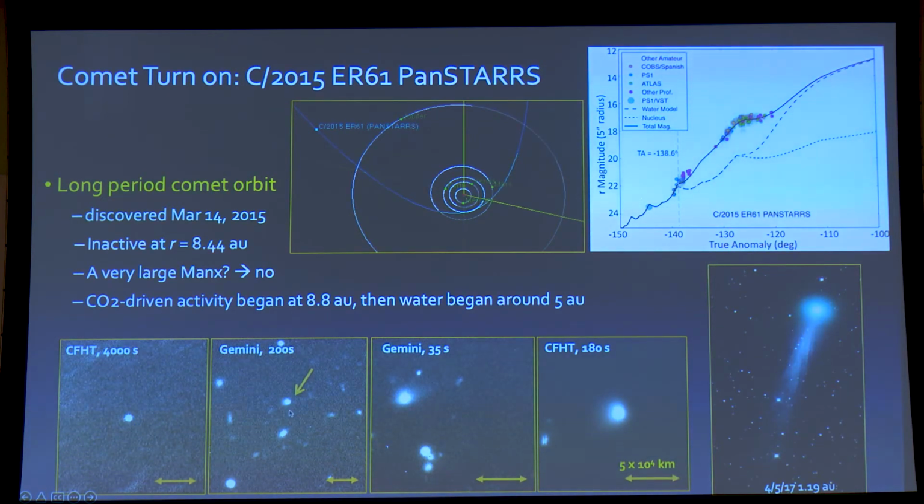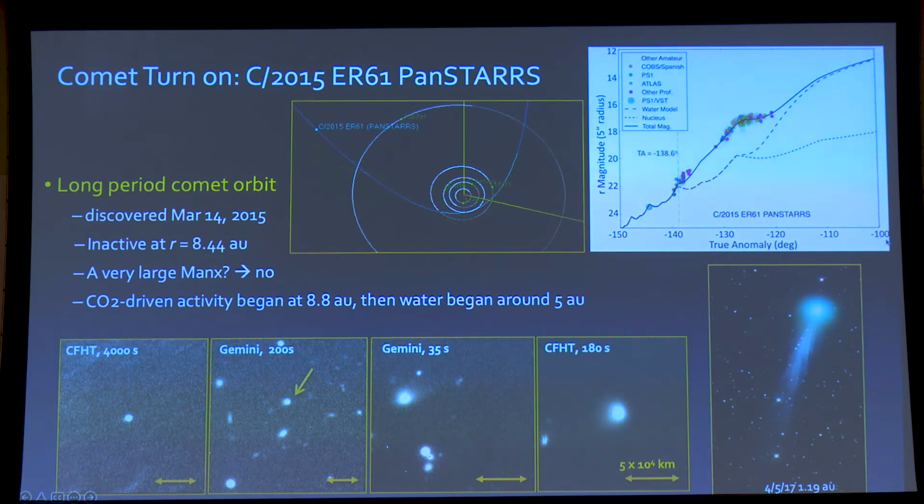And then the next couple of observing runs, it's turning on. This is disappointing because I wanted a Manx comet. And in fact, it became an ordinary, beautiful long period comet. What was interesting about this one is if you start to model its behavior, what's controlling the activity.